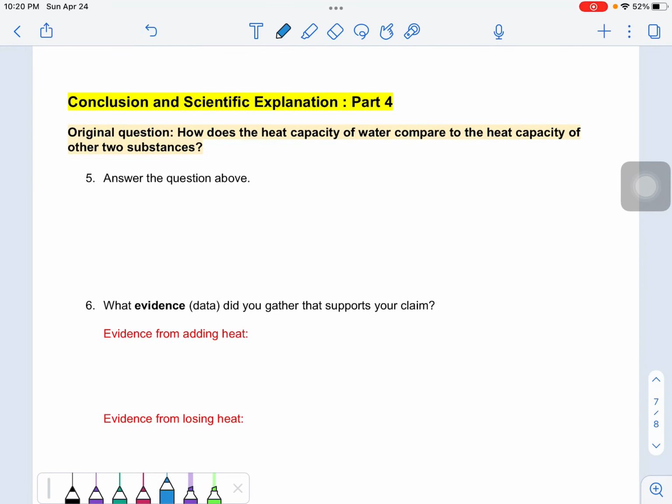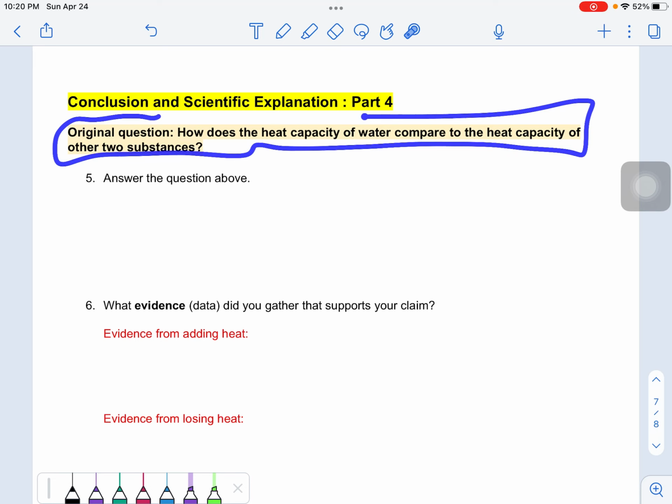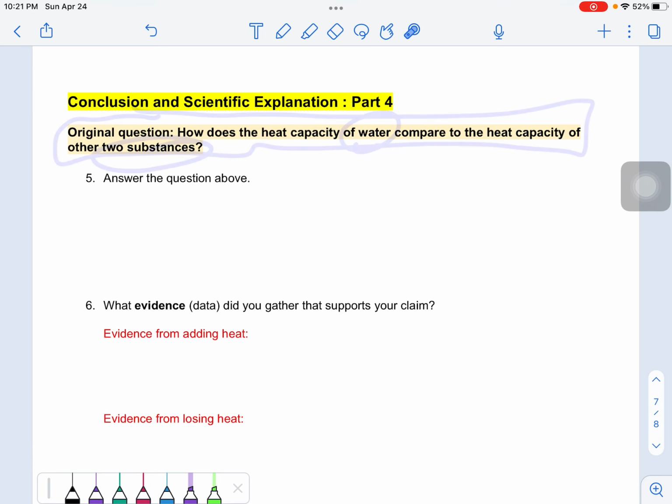Now we're thinking here about part 4. What did we see in the graphs? What information are the graphs and the data tables we collected giving us? So we're going back to our original question. How does the heat capacity of water compare to the other two substances?